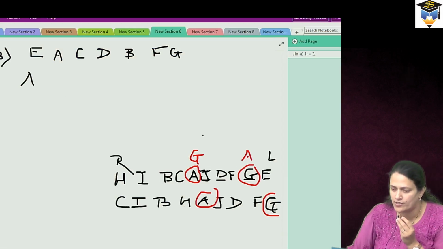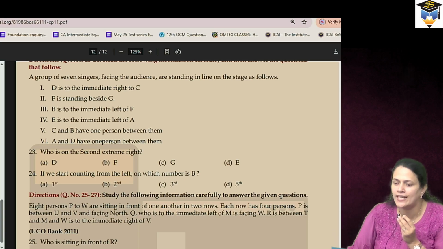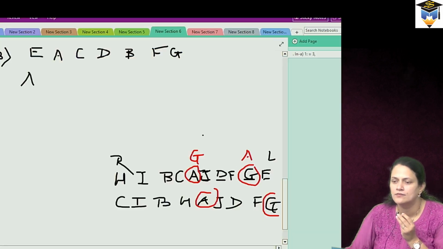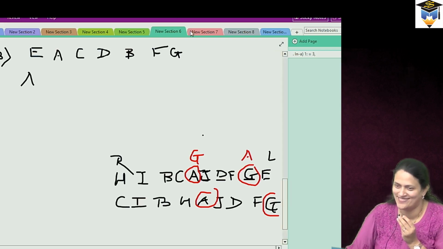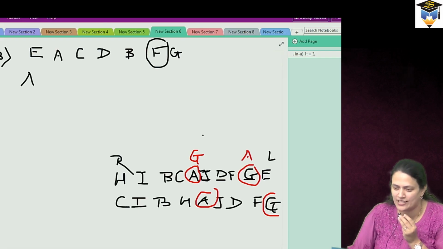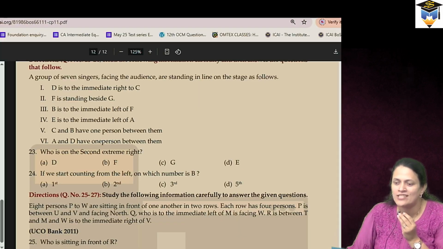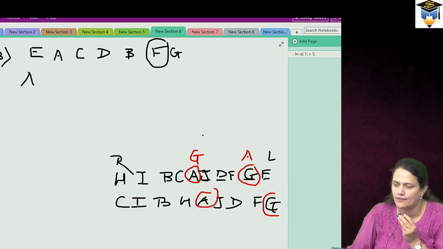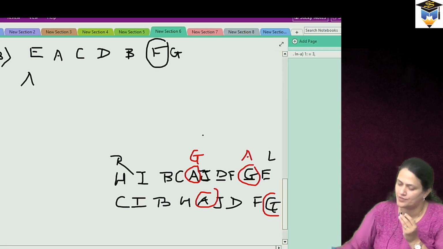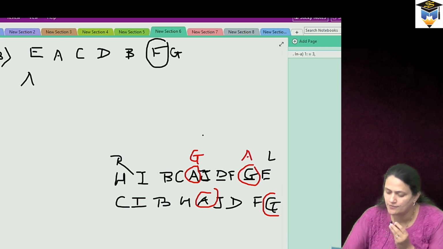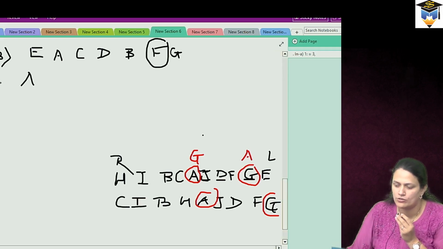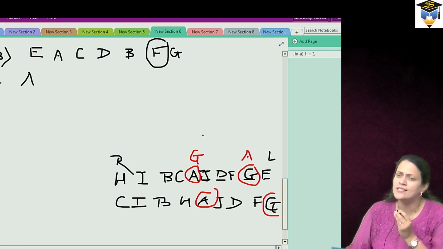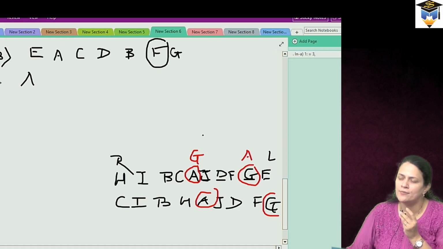So now let us answer the questions. Who is the second from the extreme right? F is the correct answer. And next, if we start counting from the left, on which number is B? Fifth. Correct. Now let us go and check the answers behind for this question.